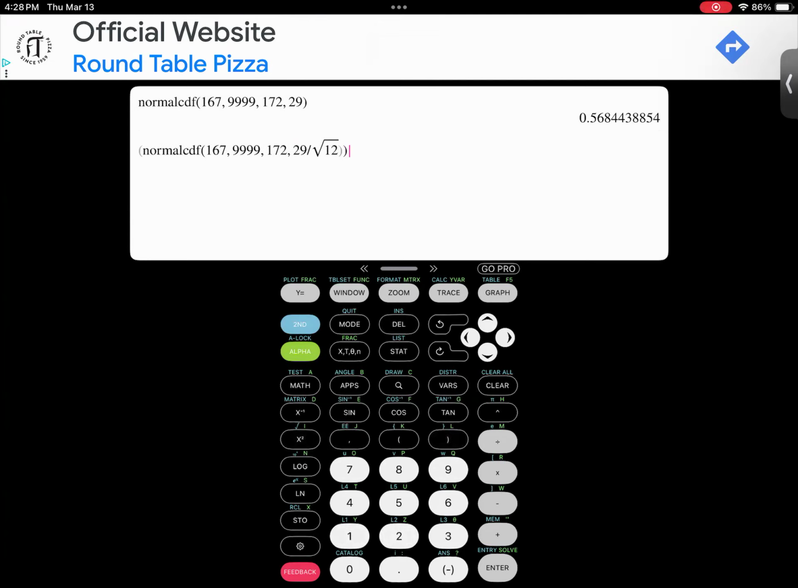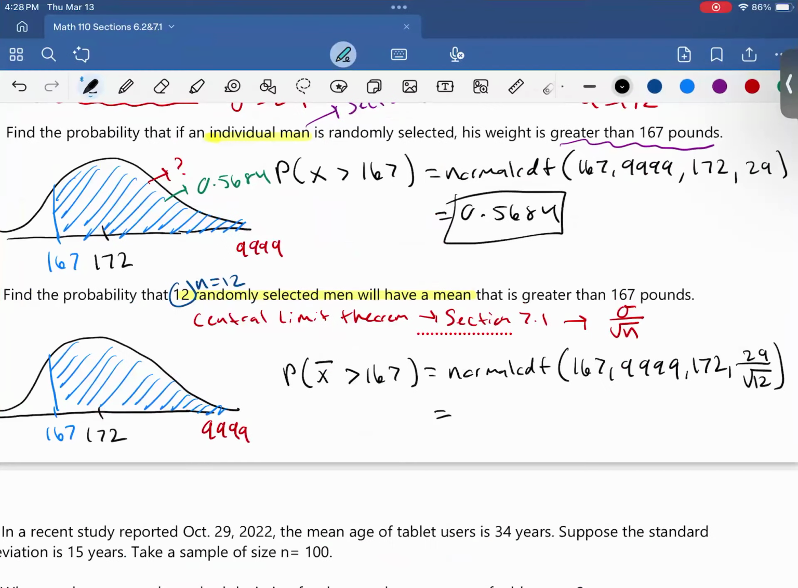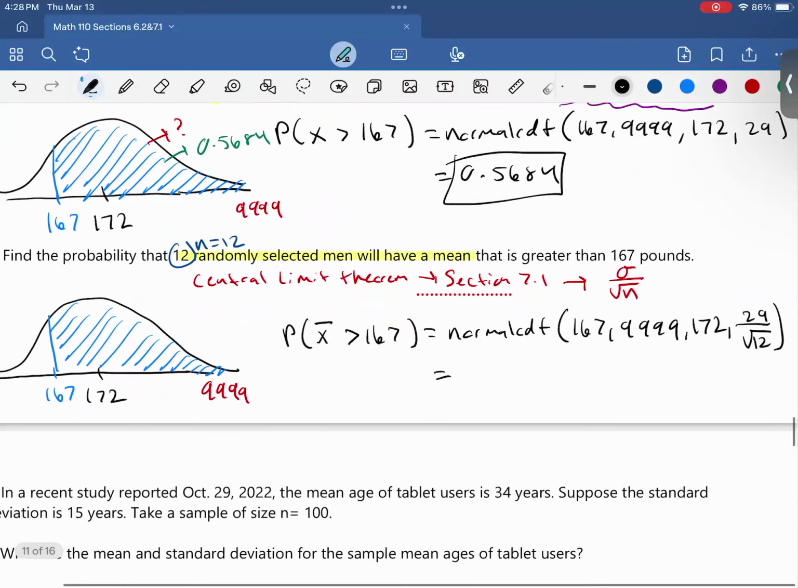So we hit enter and we get our probability, which is 0.7248. Higher than if we pick one man, as you see above, it was just 50%, 56%. Now we're at 72%. So it's a lot higher chance with a smaller sample size. So this becomes 0.7248.